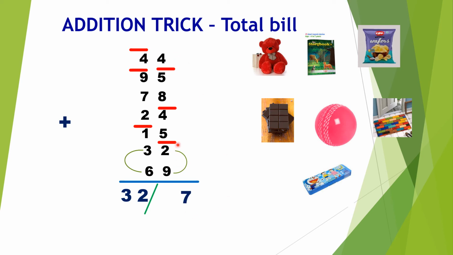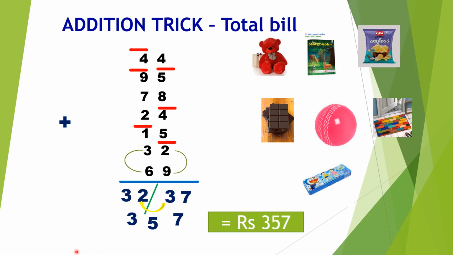Now count how many bars are there. 1, 2, 3. 37. Now we will use the balancing rule over here to get the answer. So the 7 as it is we will be writing. So we will add now 3 and 2. 3 plus 2 is 5. And this 3 as it is we will write. So the total bill is rupees 357.